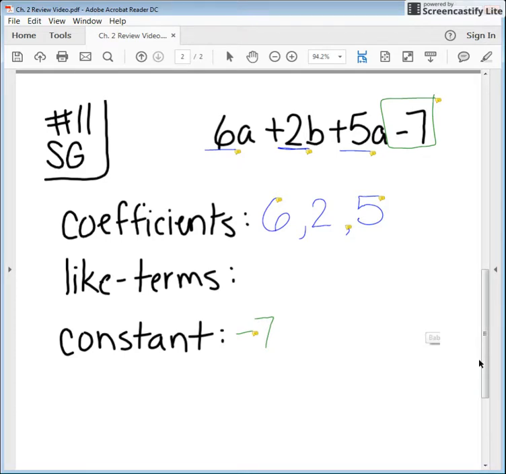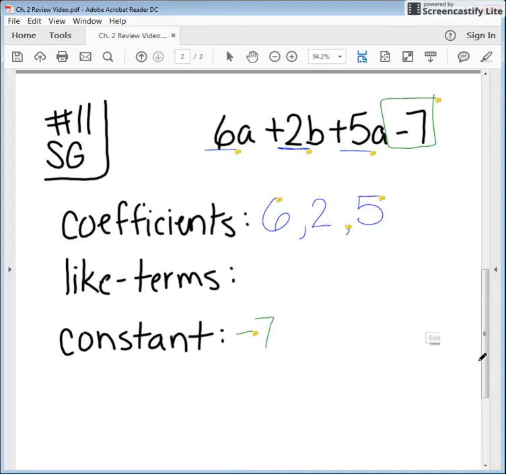Looking at our like terms, we need to find the full terms that have the same variable to the same power. Our terms are separated by our addition and subtraction signs. So one of my terms is 6a, another term is 2b, another term is 5a, another term is the negative 7. But I need to find them that are like terms. They have to have the same variable to the same power or no variable at all. I only have one number without a variable, so it wouldn't have a like term. It doesn't match with anything else.